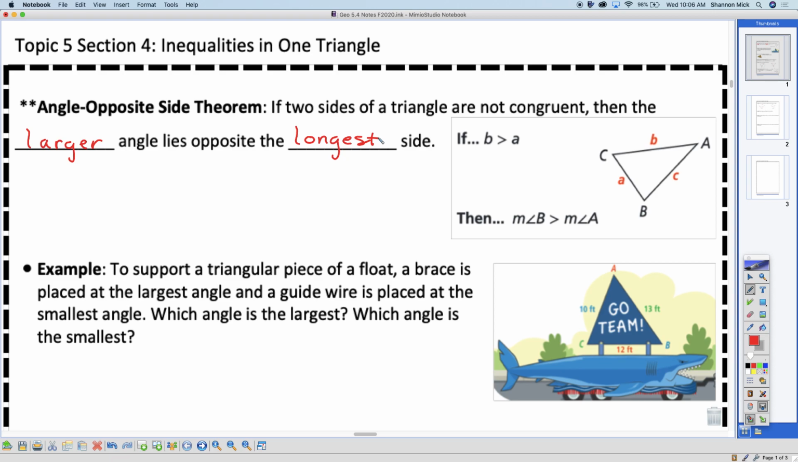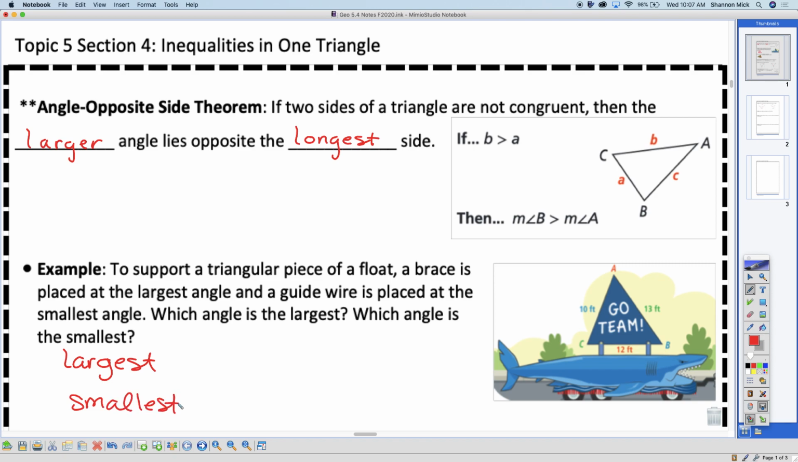But is that something that can help me label triangles? Yeah. It can help me label it. So right here it says to support a triangular piece of a float, a brace is placed at the largest angle and a guide wire is placed at the smallest angle. Which angle is the largest and which angle is the smallest? So largest and smallest.